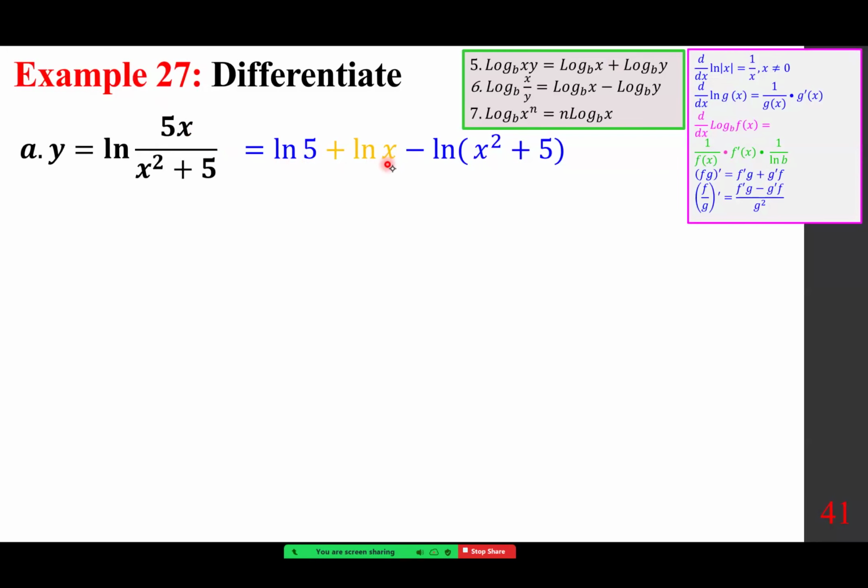Why are we writing it like this? Because I hope everybody knows ln 5 is a number. Therefore, the derivative is 0. ln x, 1 over x. Minus ln of x squared plus 5, flip this over, 1 over x squared plus 5 times the derivative by the chain rule. The derivative of the argument of log is simply 2x.